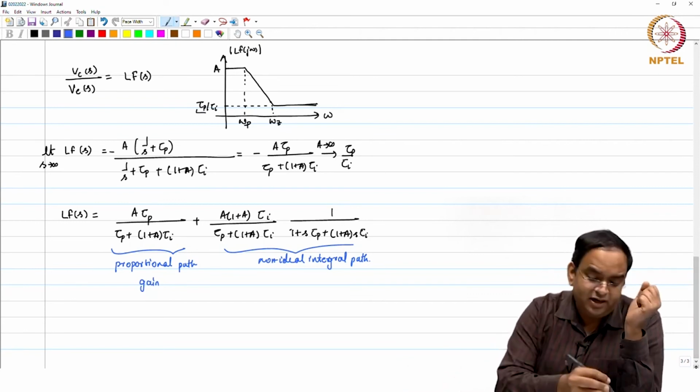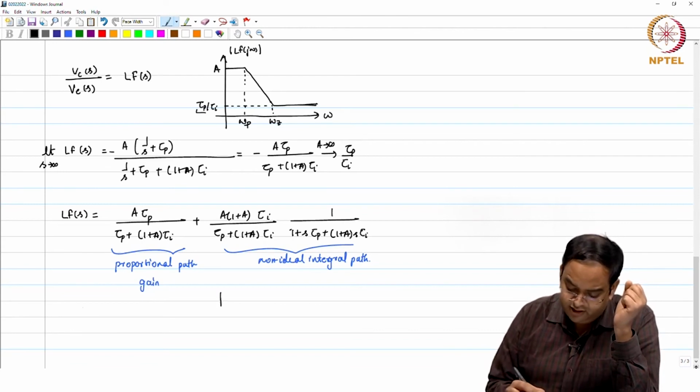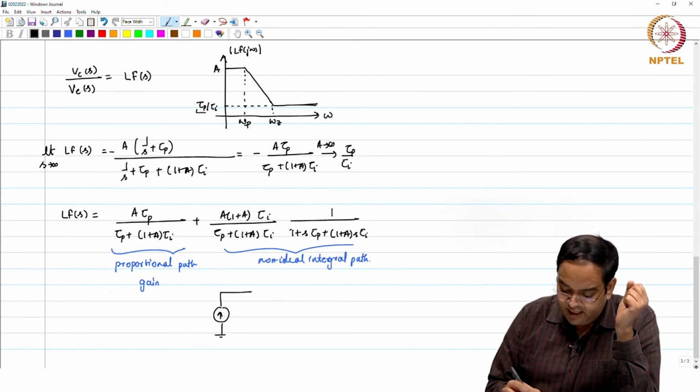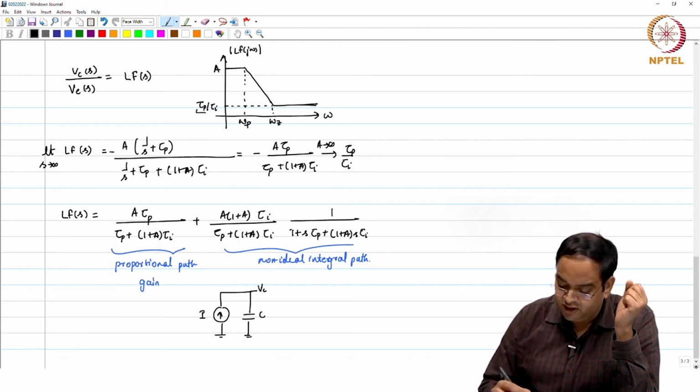And what is actually non-ideal integration? To understand that, you can think if I have a current source and I pass it through a capacitor, the voltage Vc, you will always see that this keeps on increasing.